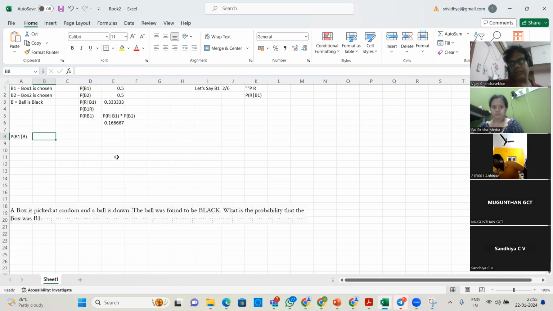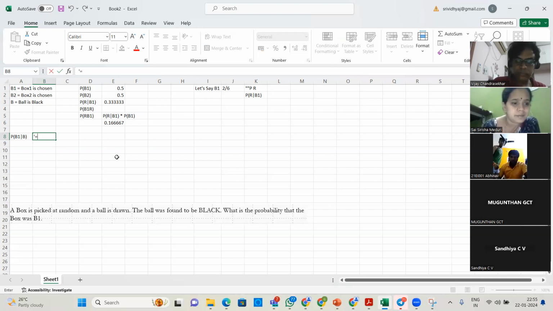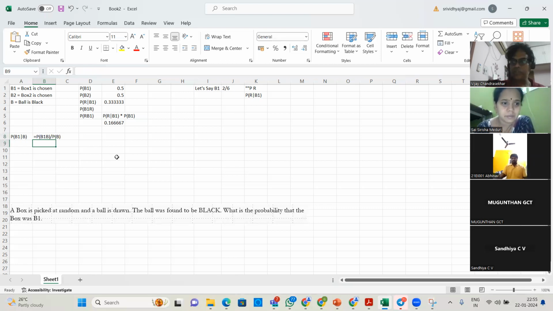Let's go back to the definition of conditional probability. B1 given B is the probability of box 1 given that the ball is black. We know that A given B is P of A intersection B divided by P of B. This is basic conditional probability, right?